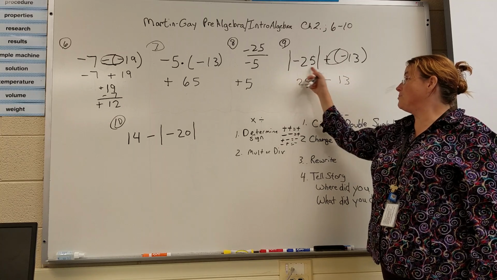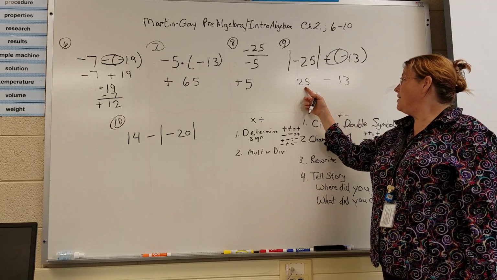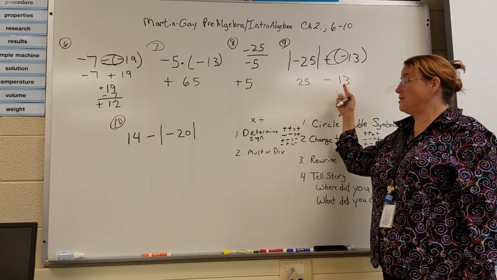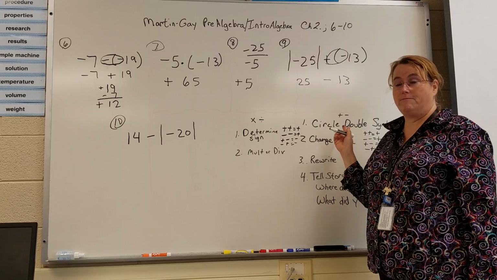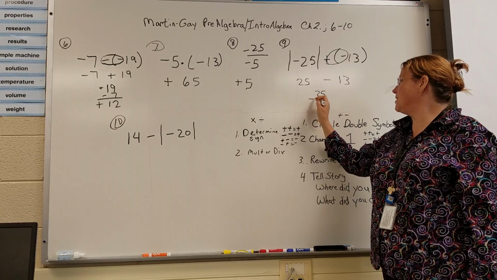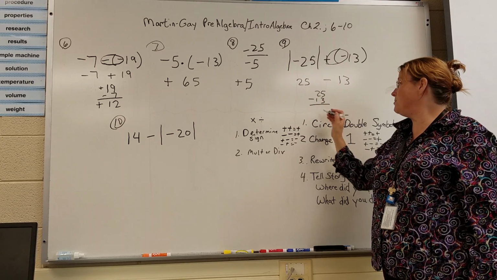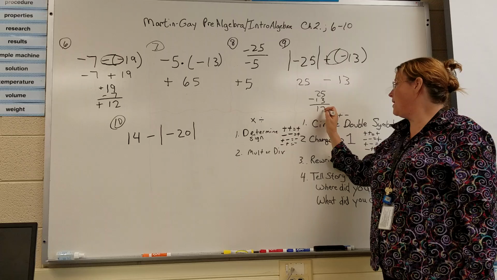So we had to do absolute value and we had to do the double symbols. 25 plus signs, 13 minus signs. What do you have more of? You have more plus signs. So 25 goes on top just like a standard traditional subtraction problem, and you get the answer is positive 12.